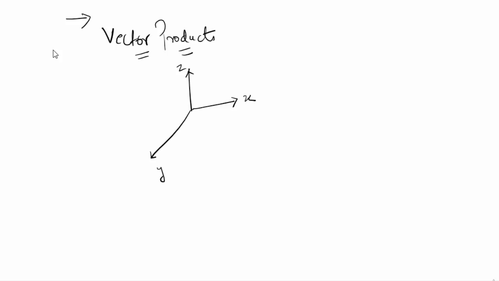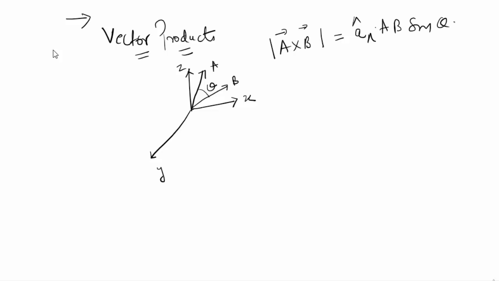Suppose you have a vector a and a vector b, and the angle is theta. Then a cross b will always be a vector, and it will be given by a unit vector in the direction perpendicular to both a and b, times ab sine of theta, the angle between a and b.